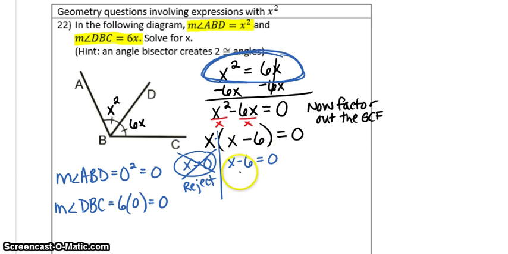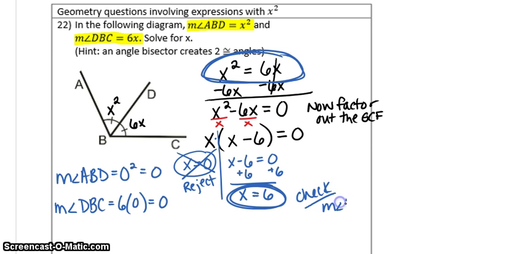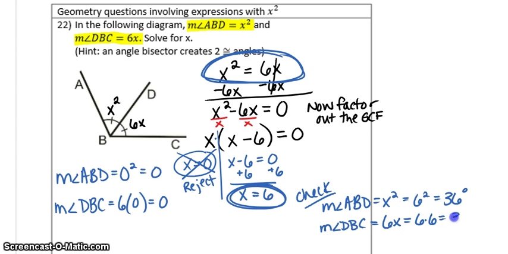Meaning our other solution, when I add 6 to both sides here, I get a solution of x equals 6. That must be the solution that works for this scenario. So my check is going to be to find the measure of angle ABD. x squared would be 6 squared, which is 36 degrees for the measure of angle ABD. And I want to make sure that that is the same measurement as angle DBC, 6x. So 6 times 6 is 36 degrees. So our solution checks, and we find that our answer to the question must be this answer that I've circled here, x equals 6.